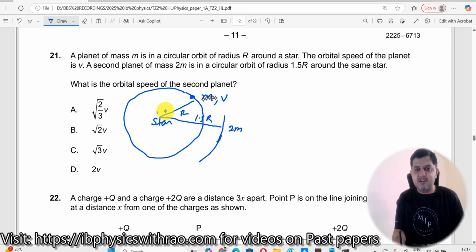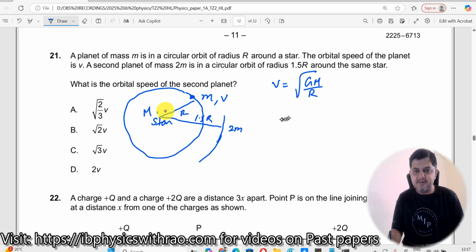First, let us find out how this v is related to these parameters. Let me assume the mass of the star is capital M. So we know orbital velocity is given by v is equal to square root of GM divided by r. This is the orbital velocity of the first planet.